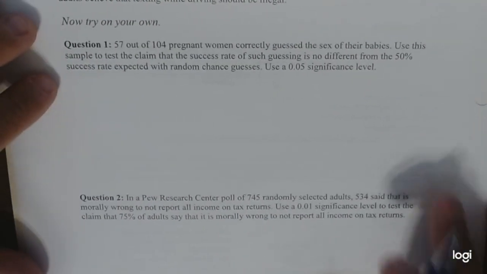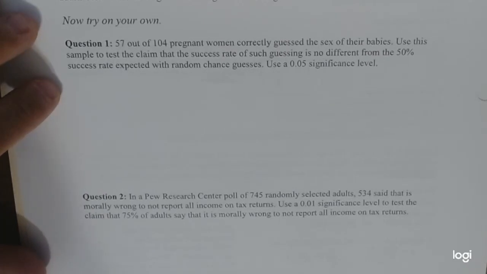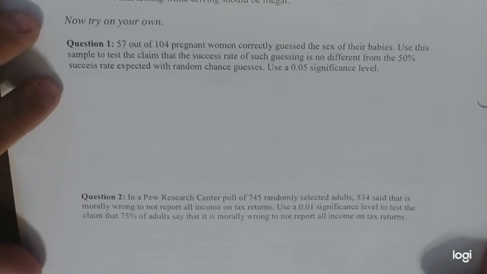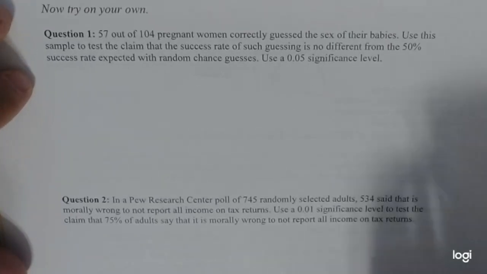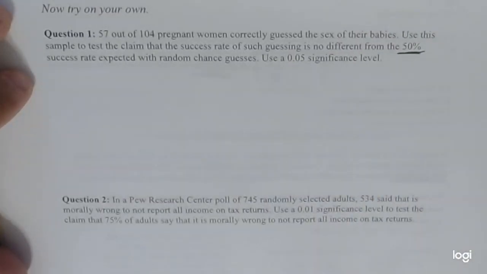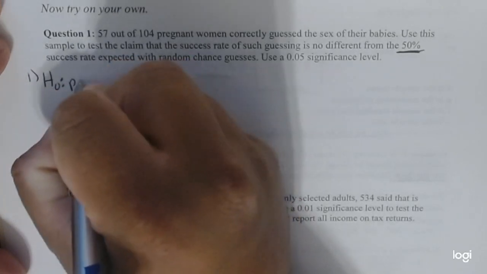Okay, so question 1 says 56 out of 104 pregnant women correctly guessed the sex of their babies. Using this sample to test the claim that the success rate of such guessing is no different from the 50% success rate expected with random chance guessing. Use a 0.05 significance level. Okay, here's the question. Are we doing a hypothesis test for proportion or mean? So hopefully say proportion, because we're given a percentage. All right, so step 1, we got to find our null and alternative hypothesis.